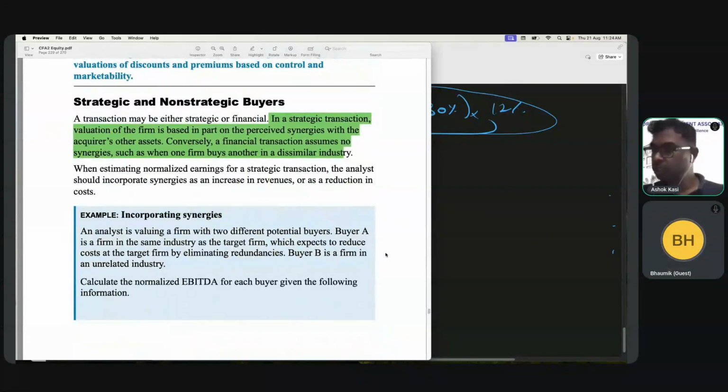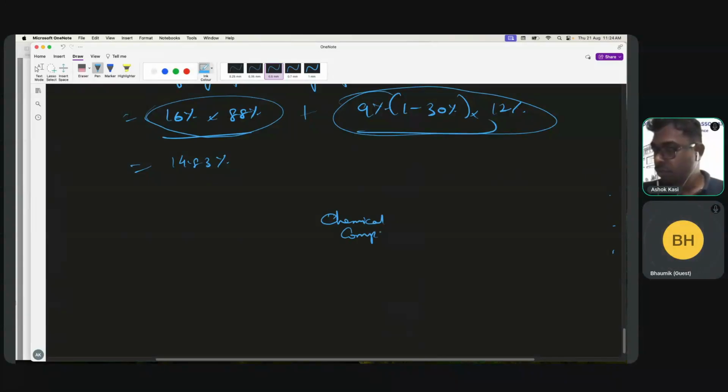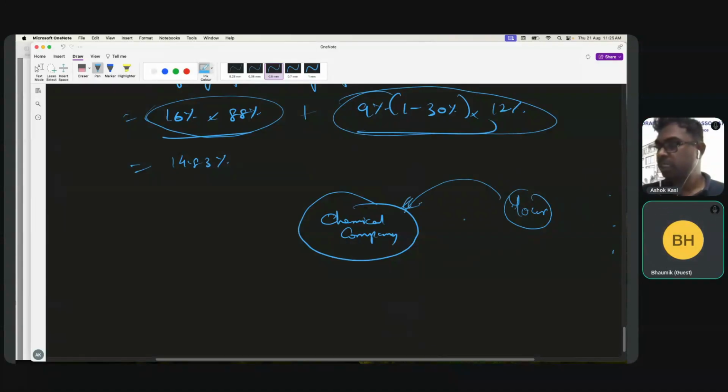Strategic and non-strategic buyers. These are all easy. See, if you are a strategic buyer, you would pay more. Why? Because, say for example, there is one chemical company. If your company uses this chemical, then it's a strategic buying. That means you don't mind paying more, because it is assuring you some raw materials or some product at a lower cost in future.